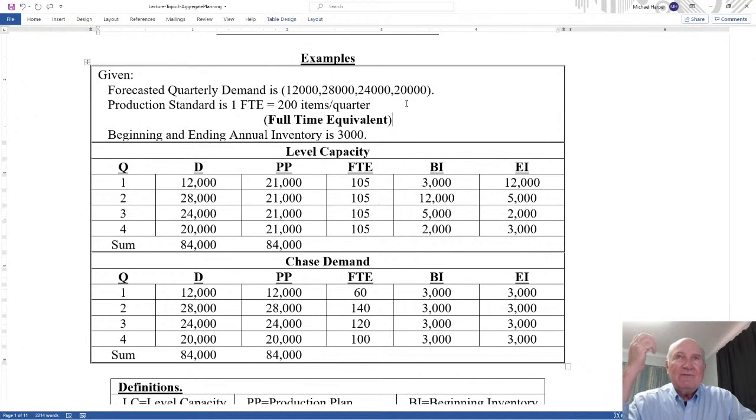Now, the reason I say full-time equivalent, not worker, and some people are not familiar with this, is that you can have two actual physical people working half-time. That's equivalent to 1 FTE. 4 people working quarter-time, 25% of the time, is equivalent to 1 FTE.